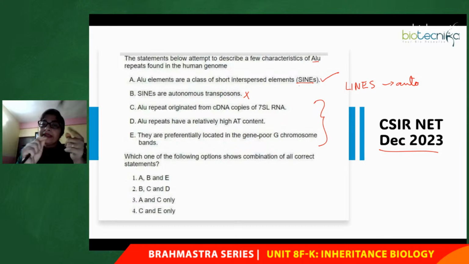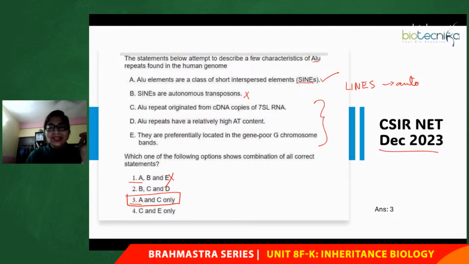Because what do you know? That statement A is correct and B is incorrect. Okay, now scan the options. So which options have A? You have 1 and 3 which have A. Okay, now you know that B is incorrect, so you have to eliminate 1. So you got your answer, option 3.